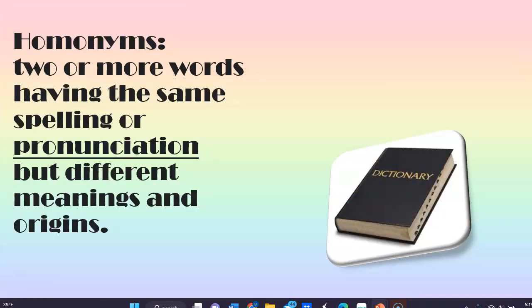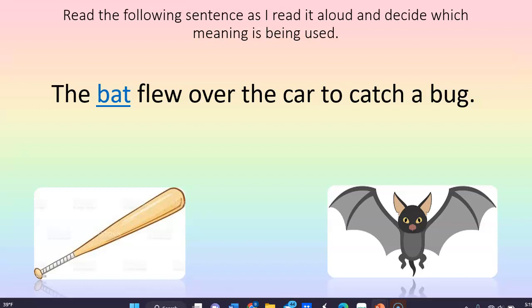Moving on to homonyms, we have two or more words having the same spelling or pronunciation but different meanings and origins. Our first example, so read the following sentence as I read it aloud and decide which meaning is being used. The bat flew over the car to catch a bug.